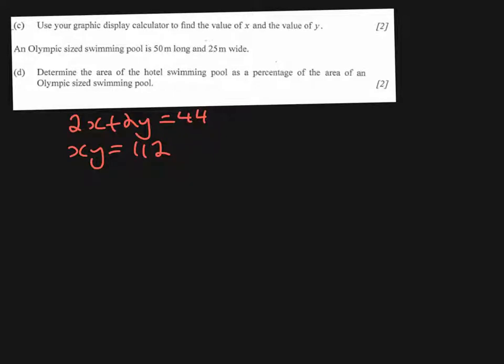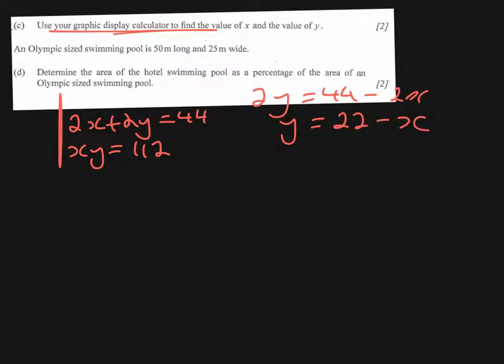In part C, we're asked to use our graphic display calculator to find the value of x and the value of y. So we've got these two equations here. We could work through and try to solve these simultaneous equations manually, but we're told we can use the GDC. So the first equation, we can just rearrange, and in fact you may have had this as your original answer. 2y equals 44 minus 2x, so therefore y, if we just halve it, would be 22 minus x. That's going to be your first equation.